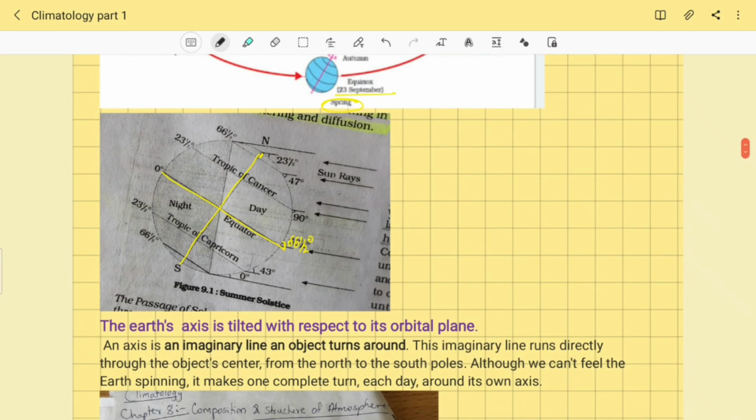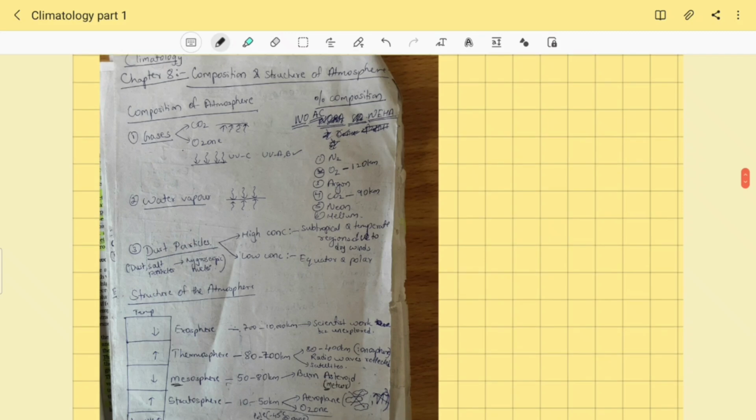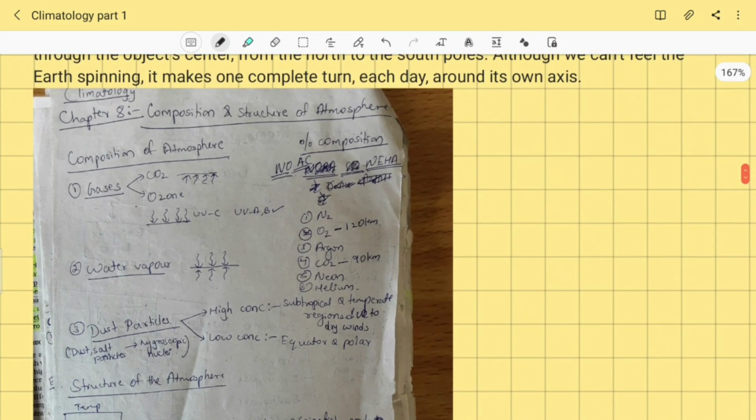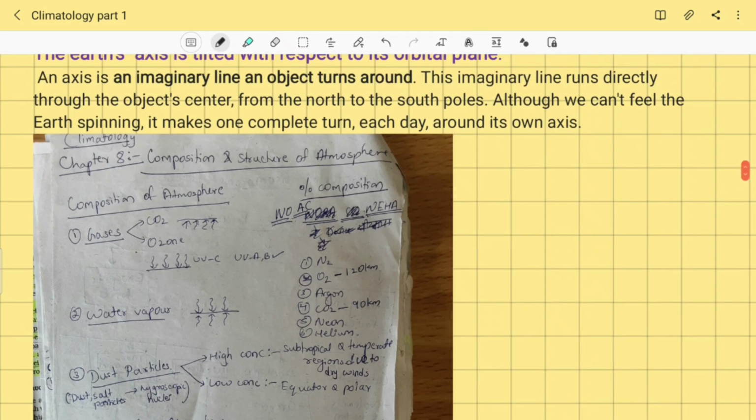Okay, now let's move on to composition and structure of atmosphere. This is the most important thing. Like many exams, especially competitive exams, we get a lot of questions from these topics. So now let's start with this topic. Yeah, composition and structure of atmosphere.